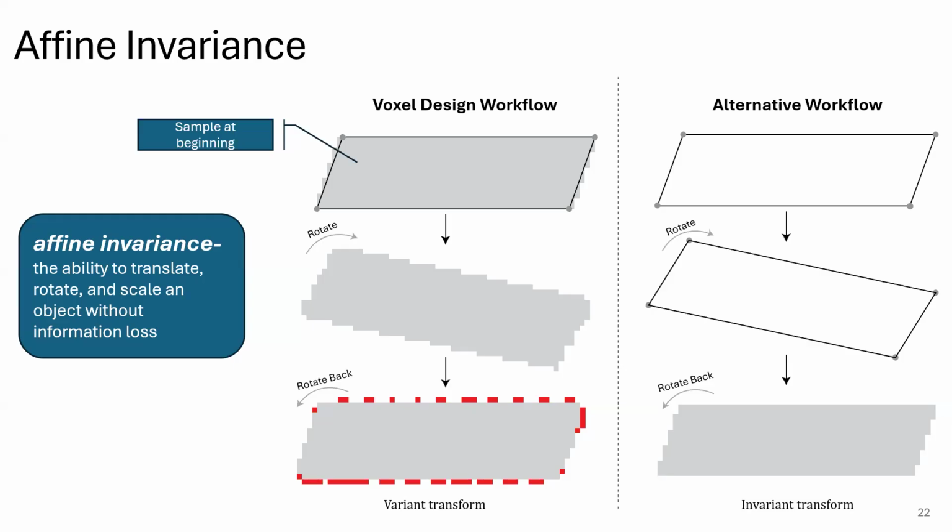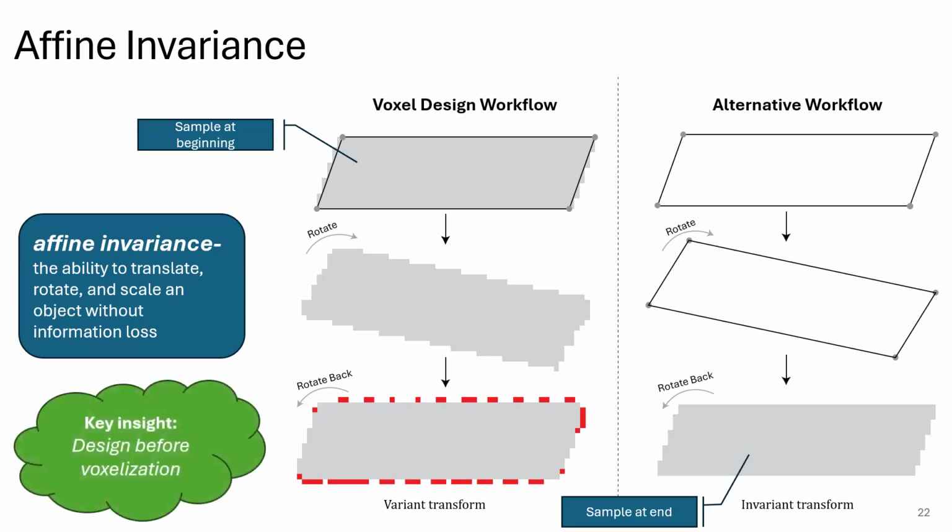As opposed to what we're seeing on the right, because we're performing these rotations as implicit geometry directly onto the points before we voxelize, we're able to avoid that affine variance. So the key is to sample the data structure after you've performed all your geometric operations. The key insight is design before voxelization.